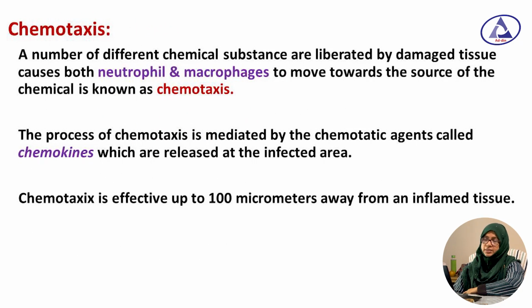Now chemotaxis. A number of different chemical substances are liberated by the damaged tissue, which cause both neutrophil and macrophages to move towards the source of the chemical, known as chemotaxis. The process of chemotaxis is mediated by chemical agents called chemokines, which are released at the infected site. Chemotaxis is effective up to 100 micrometers away from the inflamed tissue.